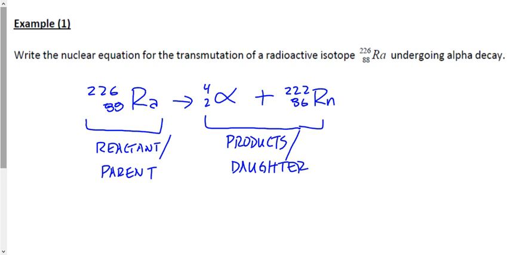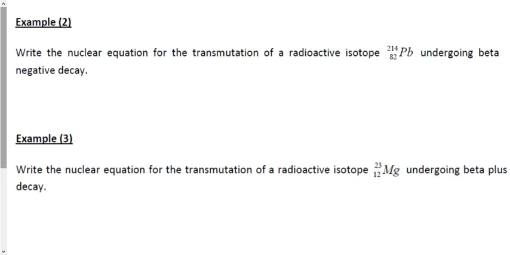Let's take a look at another one here. Example number 2. Write the nuclear equation for the transmutation of a radioactive isotope, lead-214, undergoing beta-negative decay. So we start with lead-214. It's not stable because we have too many neutrons, so we produce a beta particle. What's the parent here? Yeah, lead-214, the parent, the reactant. What else is produced as a result of this beta-negative decay?